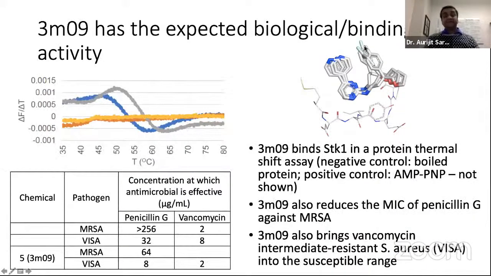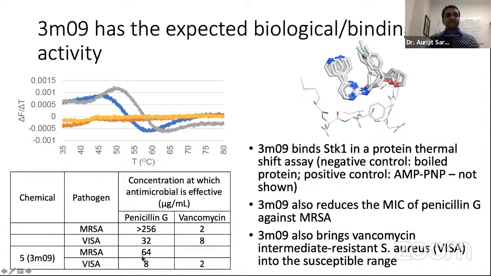I went ahead and tested it in-house. A protein thermal shift assay basically told me that it definitely stabilizes the STK1 structure thermally. So that confirms it is an inhibitor. And against the pathogen, I was able to demonstrate that it reduces the MIC of MRSA from over 256 micrograms per ml to about 64 micrograms per ml, which is an 8-fold reduction.